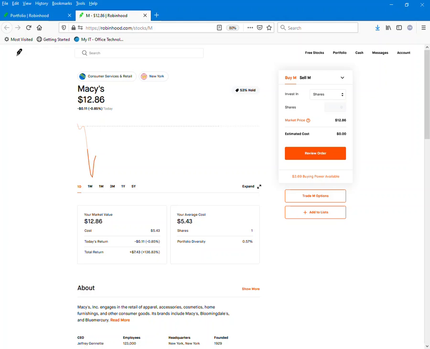Macy's is a rebound play. It's been down since March of 2020, like all the other companies. Well, I'm expecting Macy's to rebound at around 20 bucks. That's going to be my out. Around $20 for Macy's.